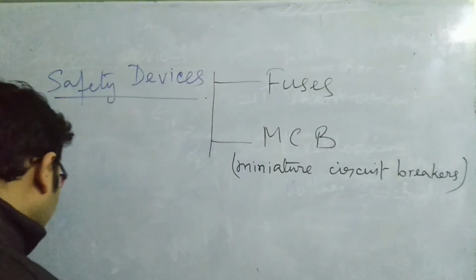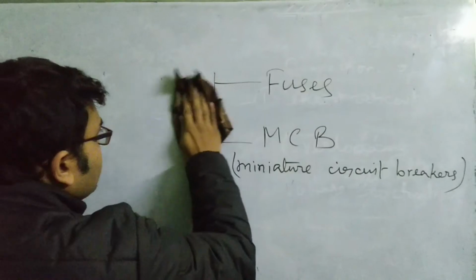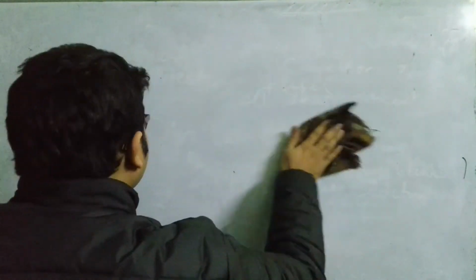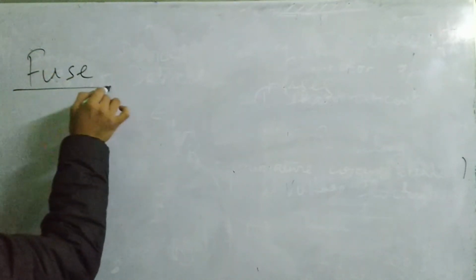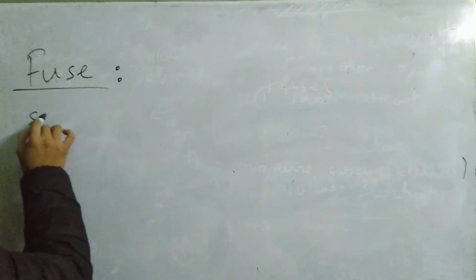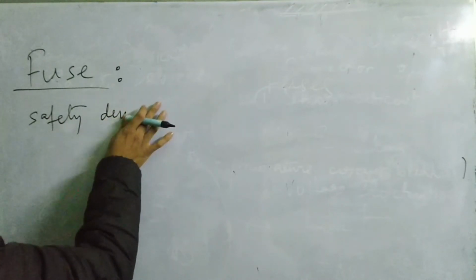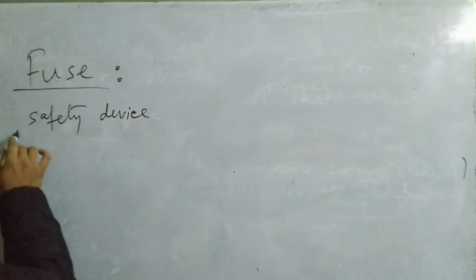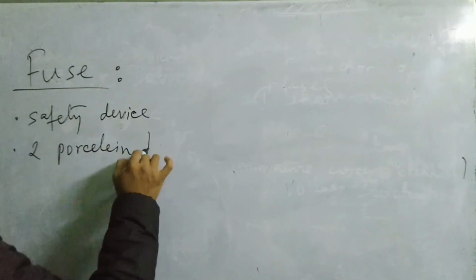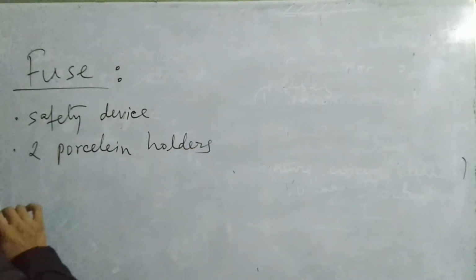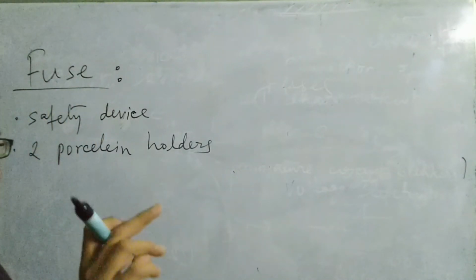So let us briefly discuss the fuse. Then we will be discussing the MCB or miniature circuit breakers. So what about the fuses? How can you define a fuse? A fuse is actually a safety device. You can easily understand, a safety device that has two porcelain holders. Okay, one is the socket and one is the plug.